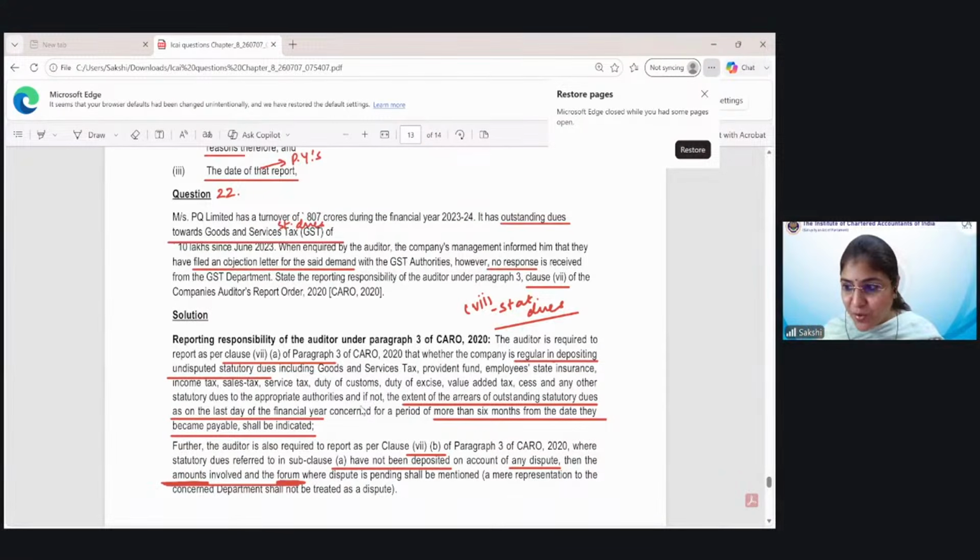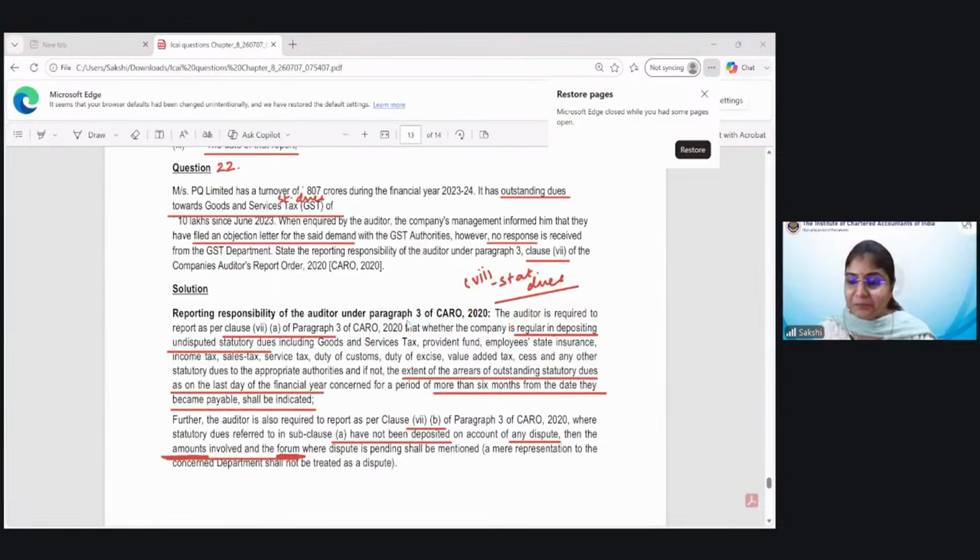If it is not deposited, okay, and if it is disputed, you have to mention the amount and the forum involved. Under which forum, what court, whether it is under the district court or high court or supreme court, what forum is it? All right, read the question again, read it yourself.